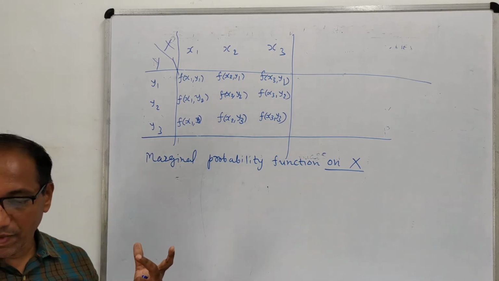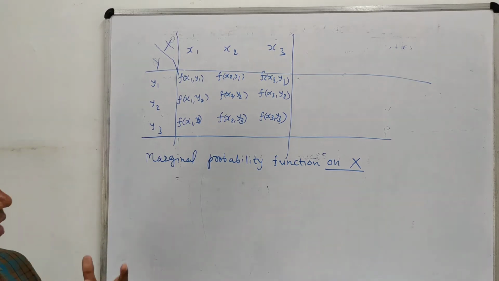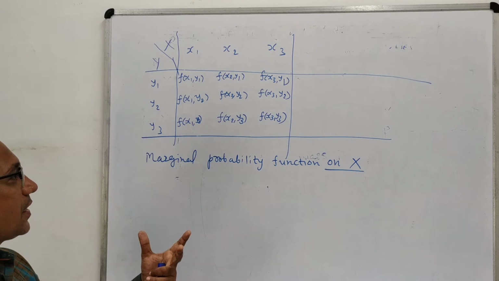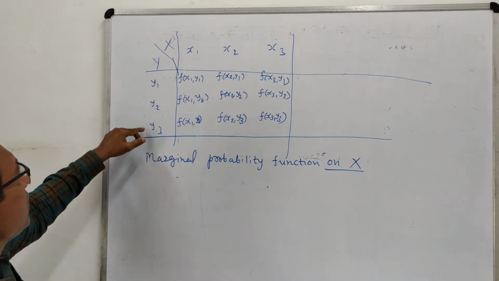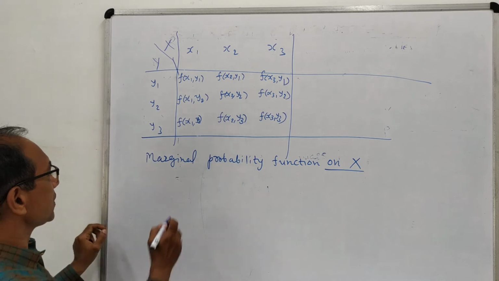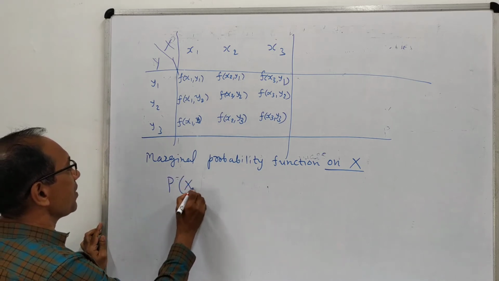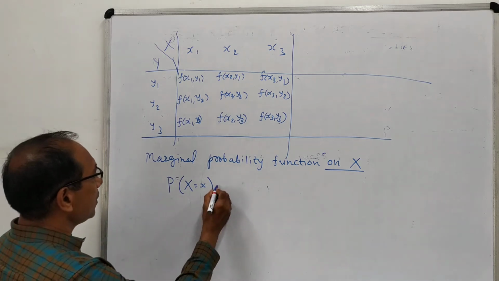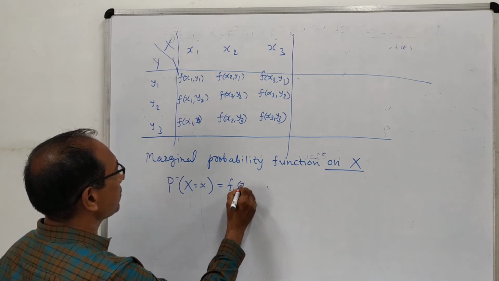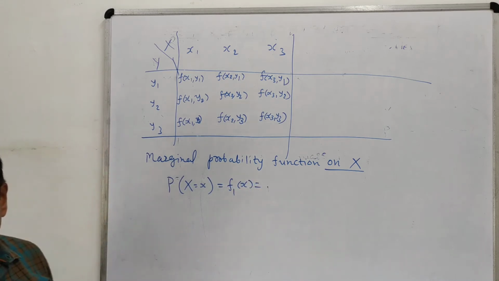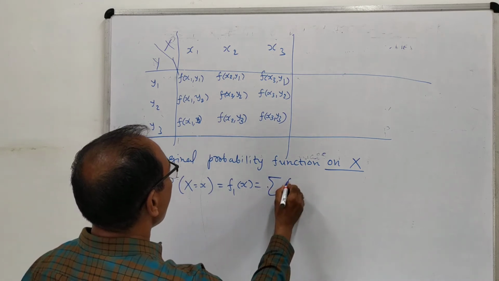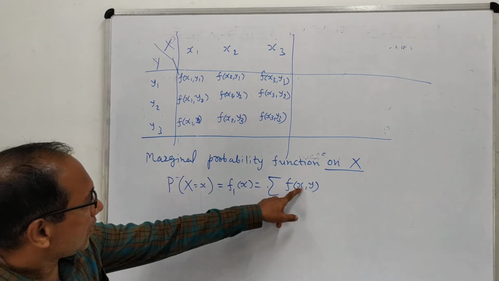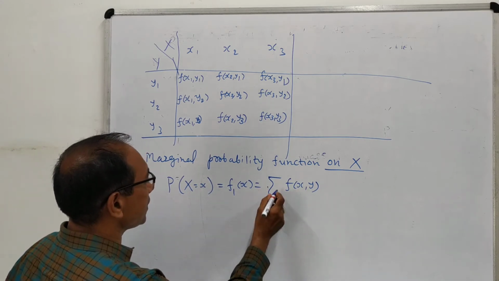That means here Y will vary. Y can have any value. We will consider every possible value of Y and keep x1 as fixed. This we will call the probability of capital X equal to X, and it is denoted as f1(x). It is nothing but the sigma of all probabilities of (x, y). For this fixed value of x, y will vary, so we run the sigma over y only.